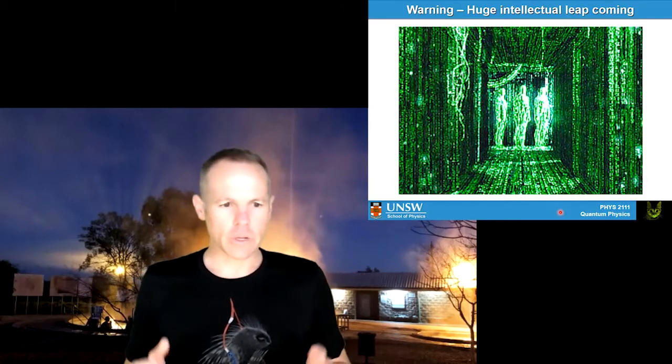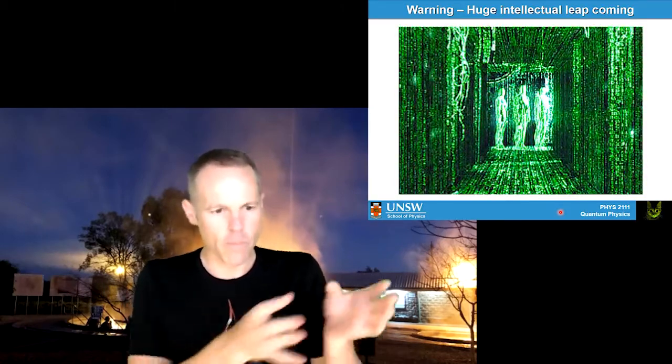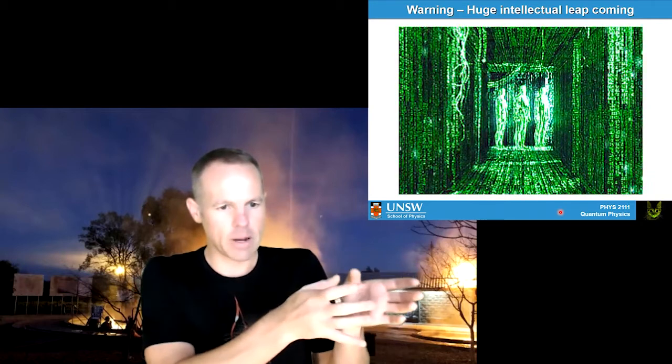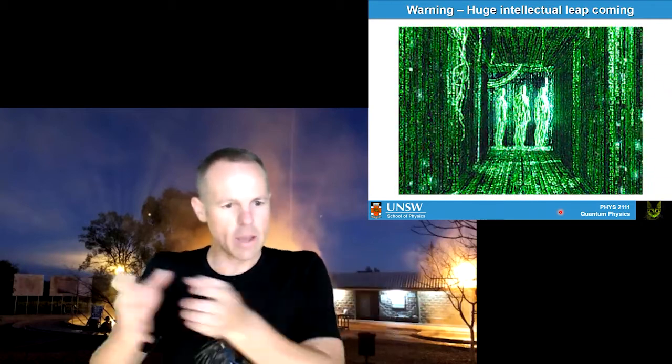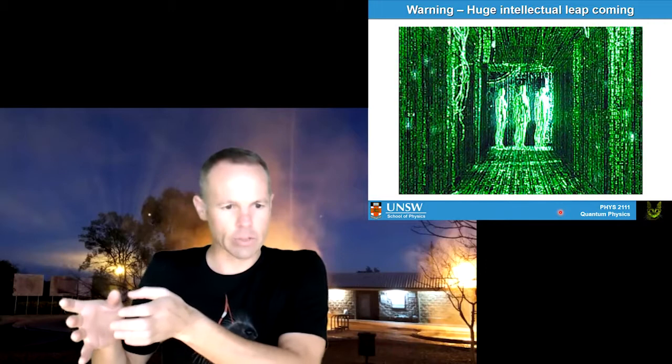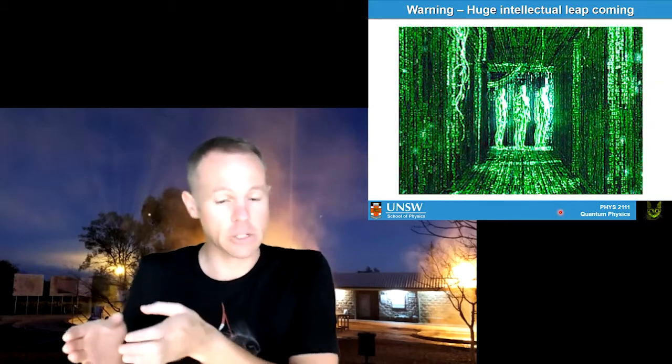Today I want to move away from entanglement. I want to move away from spin entirely. Let me bring up some slides. What I want to do is make the jump from thinking about spin in terms of linear algebra to thinking about a particle in quantum mechanics from the perspective of functions.